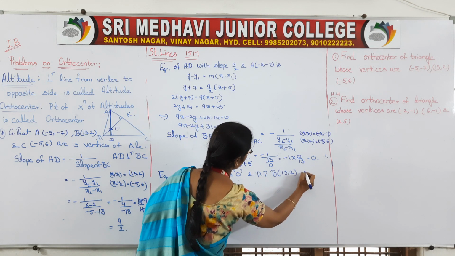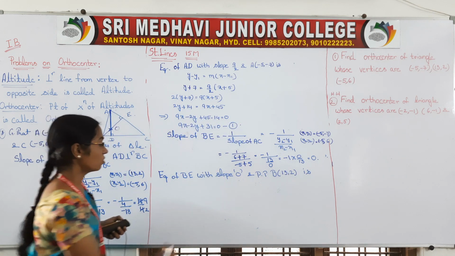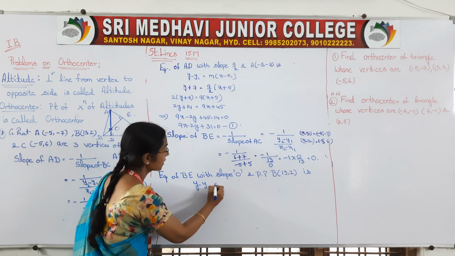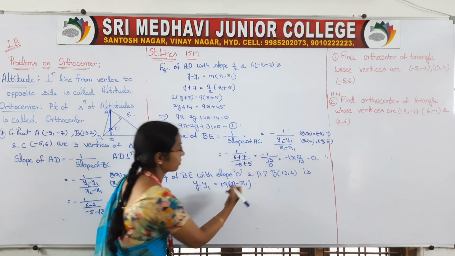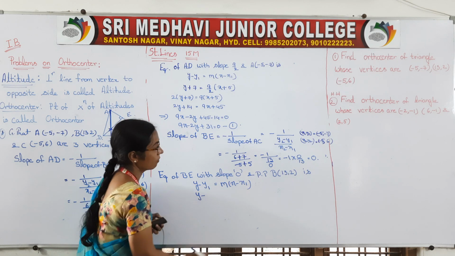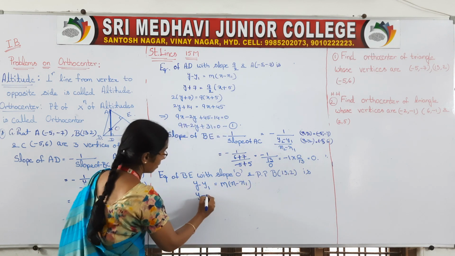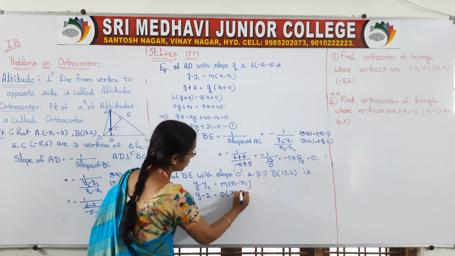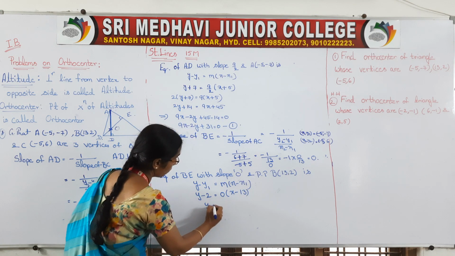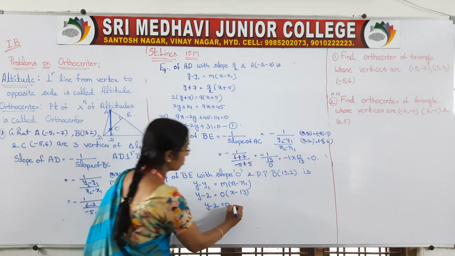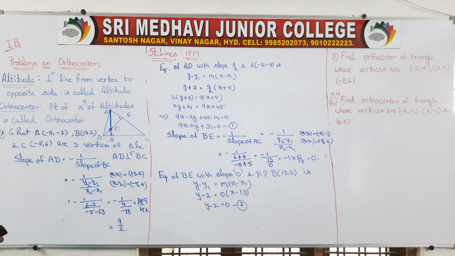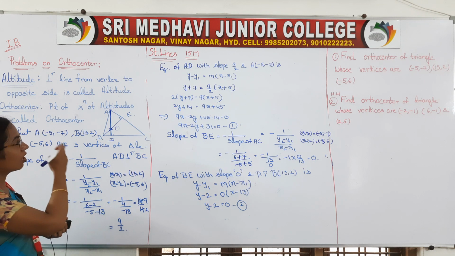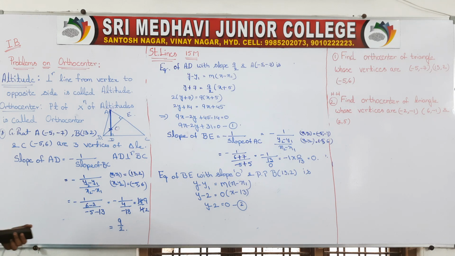(13, 2). Whenever a point is known and slope is known, which formula do we take to get our straight line? y minus y1 is equal to m into x minus x1. So come on, consider this as x1, y1: y minus 2 is equal to 0 into x minus 13. So y minus 2 is equal to 0 is your equation of BA. Once we got the equation of AD and the equation of BA, the point of intersection of AD and BE is the orthocenter.